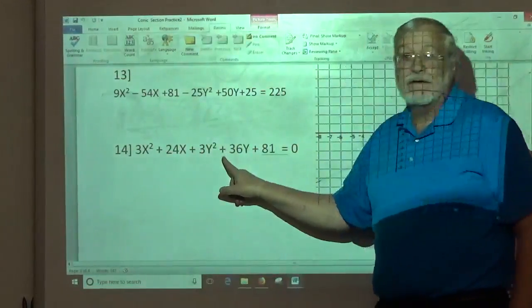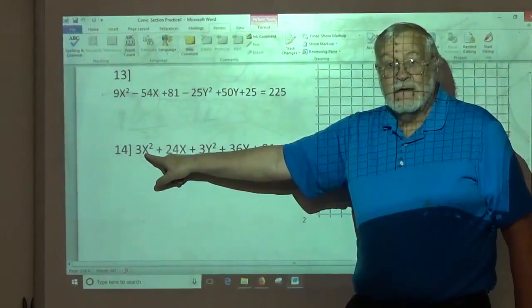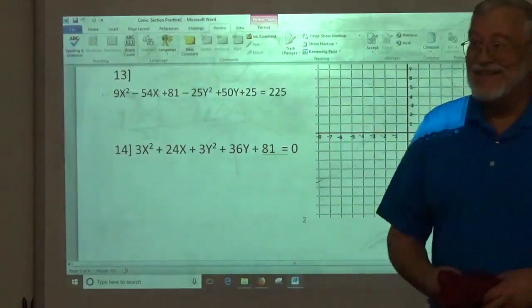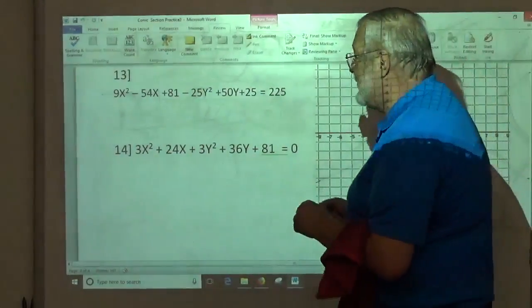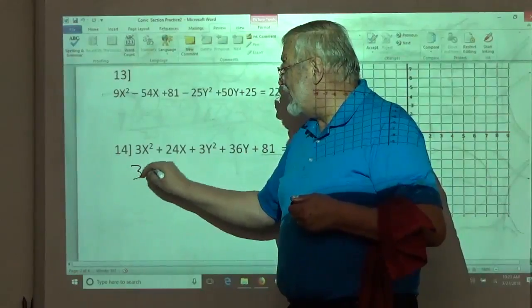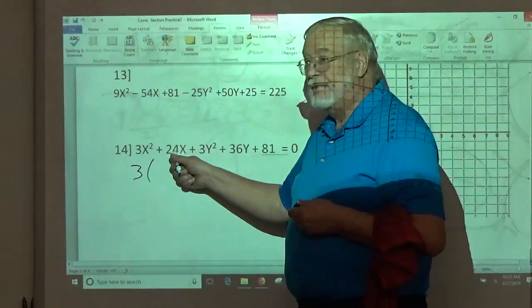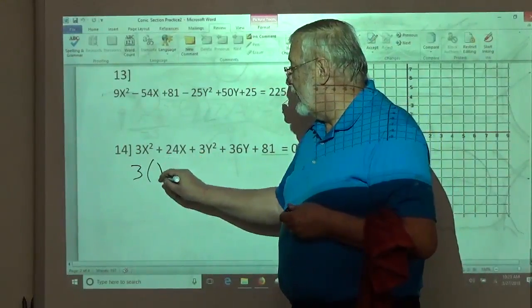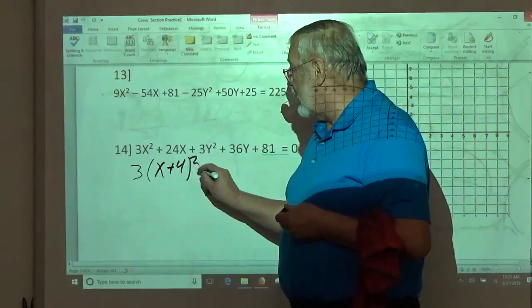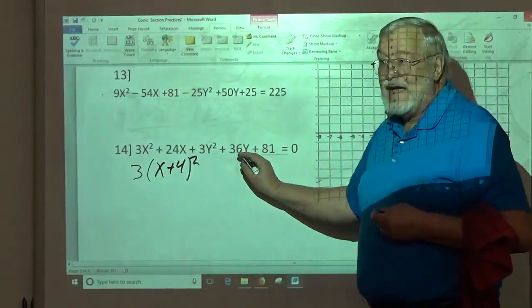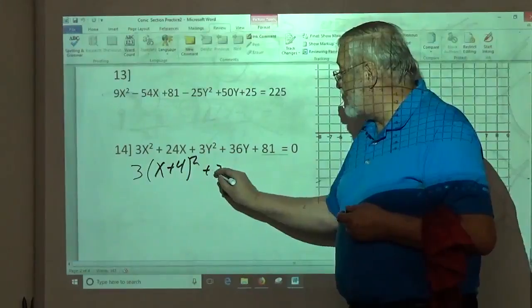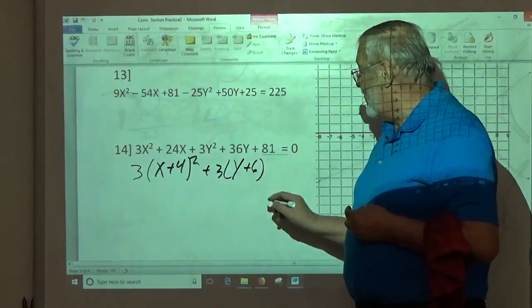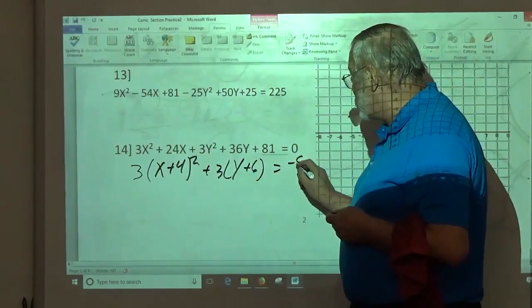Okay, now, when you look at this next one, what do you see? It is a circle. All right, 3 and 3, so it's going to be a circle. Okay? Now, here's the question. When I take a 3 out of here, what's left? 8. Half of 8? So this is x plus 4 squared. All right, when I take a 3 out of this, I get 12. So this is plus 3 times half of 12. 6. Y plus 6. And then I'm going to take this minus 81.